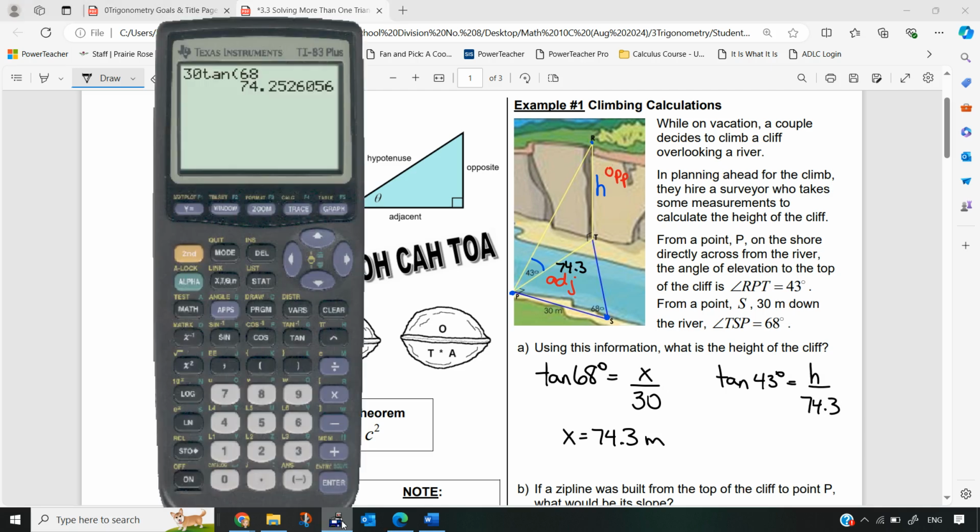Now it's important to note that on my paper, I've rounded my length to 74.3, but when I'm using my calculator, I'm going to keep that number exact. So to get h by itself, I'm going to take 74.3 and multiply by tan 43. And that would give me 69.2 meters.